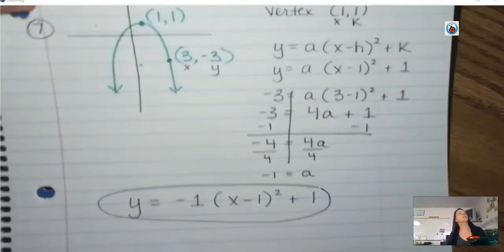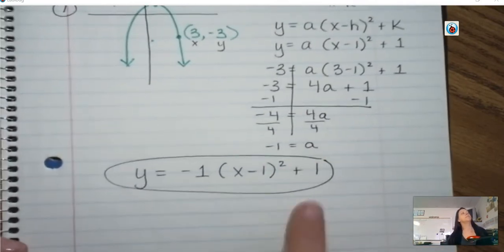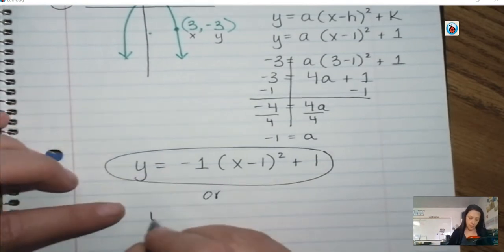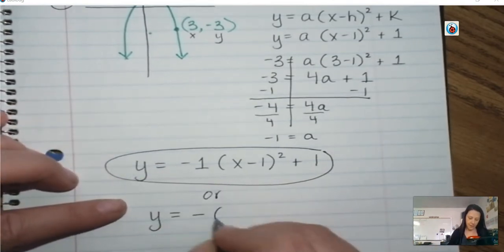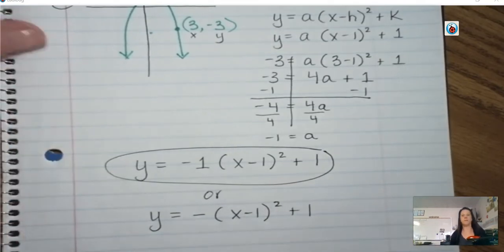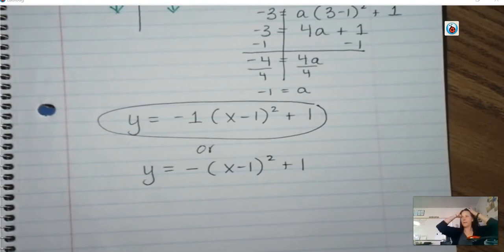Okay, check your answer. A is negative 1. So you can write it like this, or sometimes they don't put the 1, so you'll just have the negative sign in front. Either way. How many people did get that one? Okay, that seems much better than the last question.